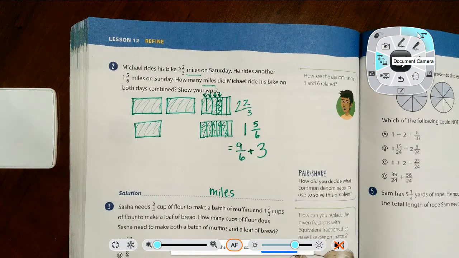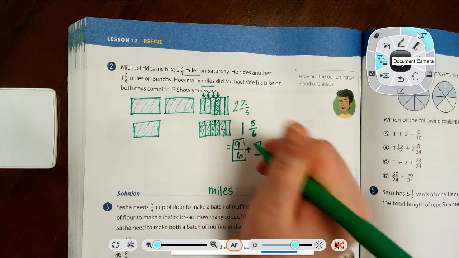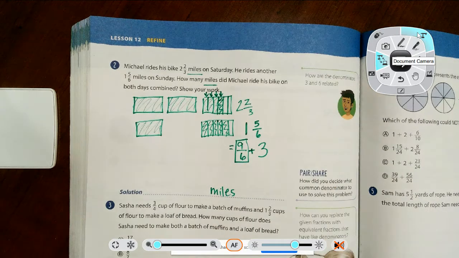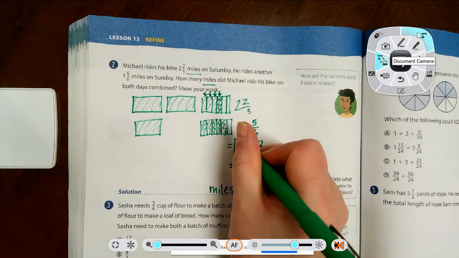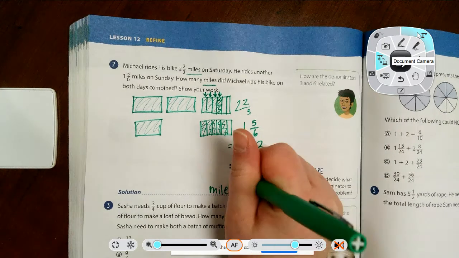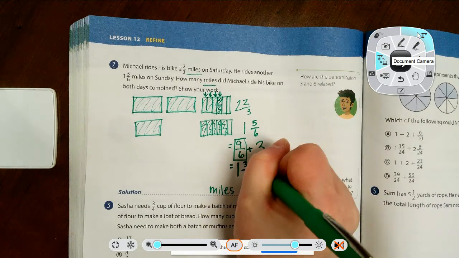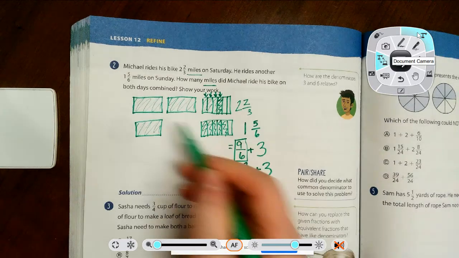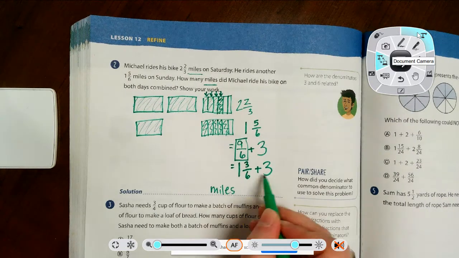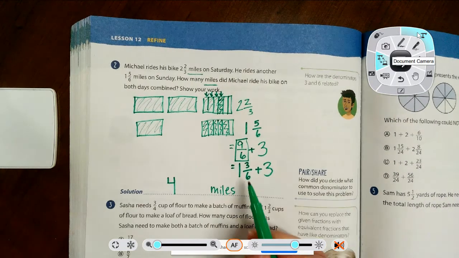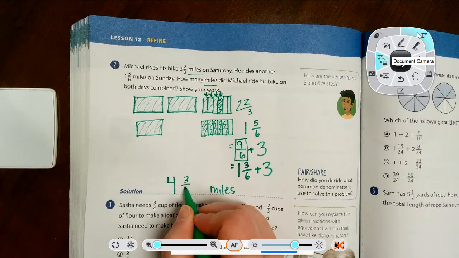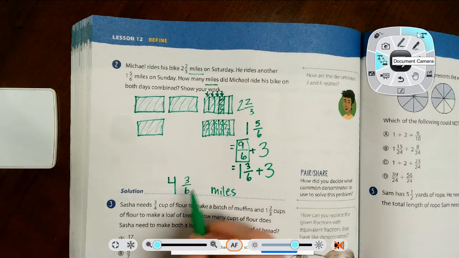Now, what you'll notice, again, my silly fraction has a bigger number on the top. So I need to turn that into a mixed number. I'm going to turn that into a mixed number by asking, how many times does 6 go into 9? It goes in 1 time. There are 3 left over 6. And I need to add that to my 3 over here. So my answer would be 3 plus 1 is 4, and then add my 3 sixths to that. 4 3/6 miles.